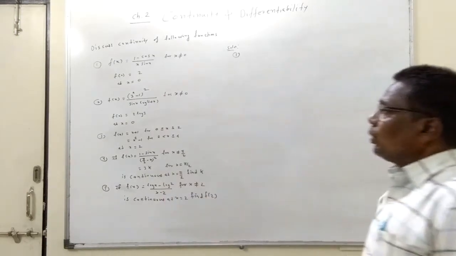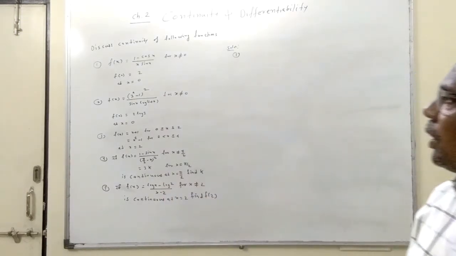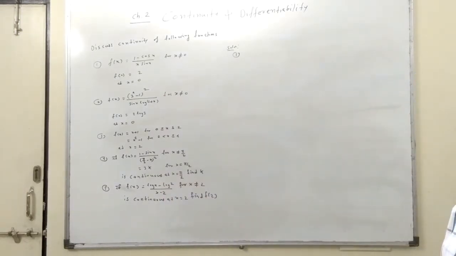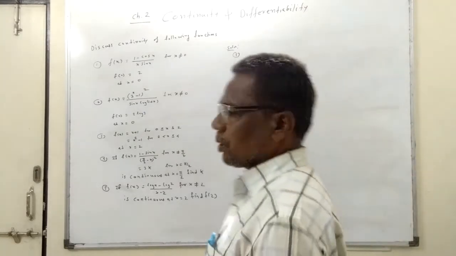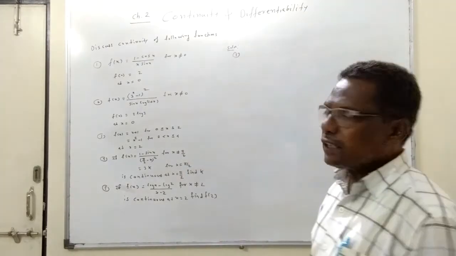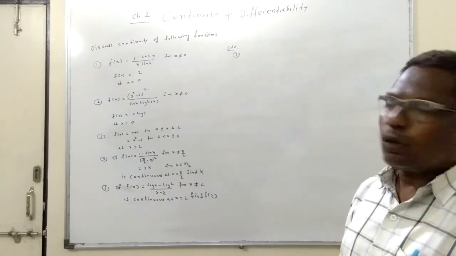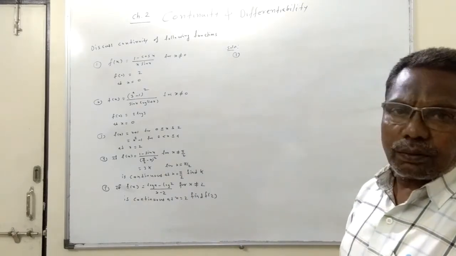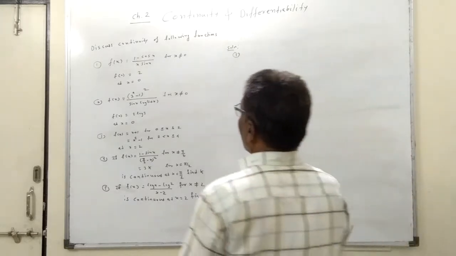Discuss the continuity of f of x is equal to 1 minus cos x upon x sin x for x not equal to 0, and f of 0 is equal to 2 at x is equal to 0. Now this example is in the first case, among the different cases we have studied in the concept of continuity.